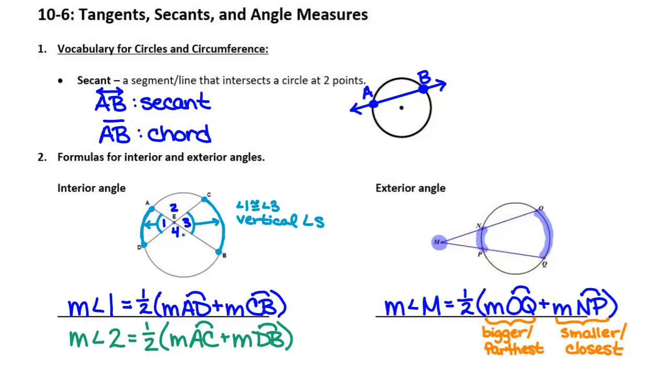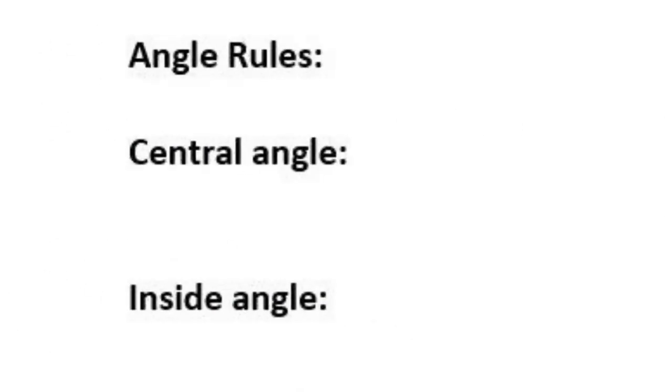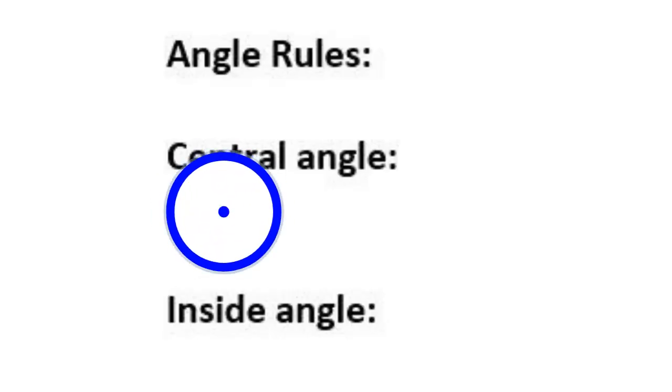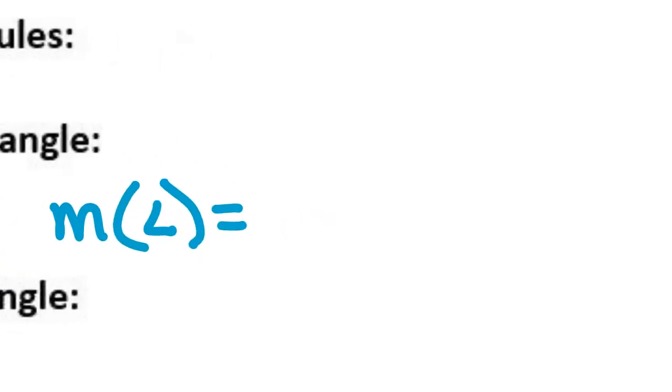All right. So let's talk about our angle rules real quick. Central angles. A central angle is an angle that has its vertex on the center of the circle. And the measurement of the angle is equal to the measurement of the arc.